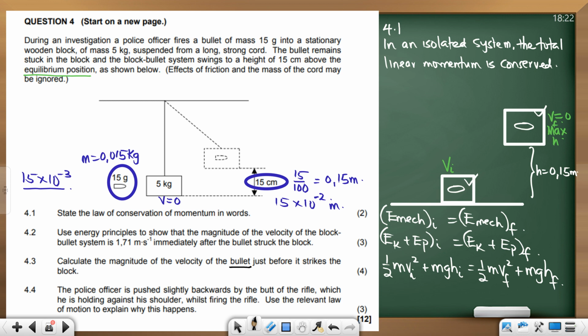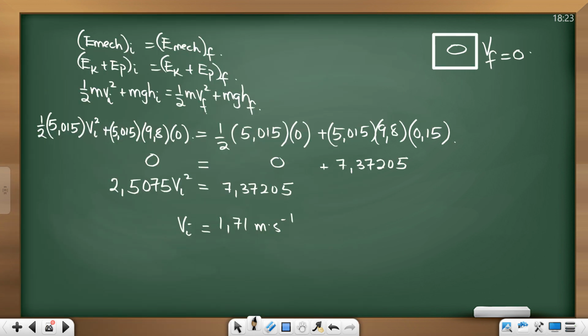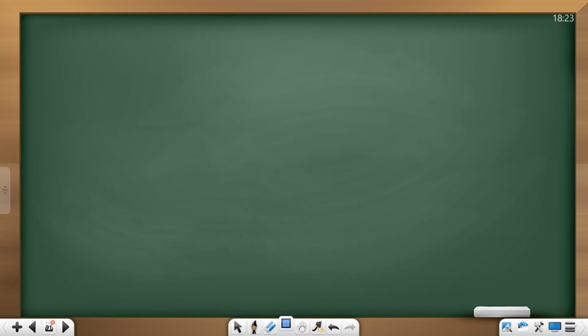Guys, where do we have the bullet? We have the bullet before the collision. Does that make sense? The bullet existed only because the examiner says bullet, just before it strikes the block. Okay, let's see. Let's extract this out. Let's try to make it easy for you to see. We are now focusing on the bullet.